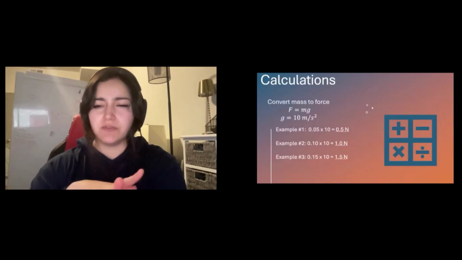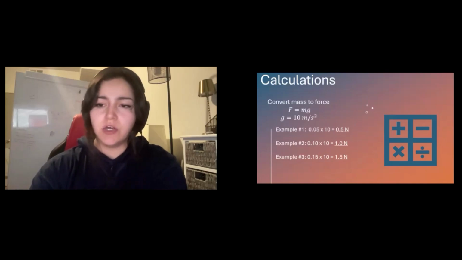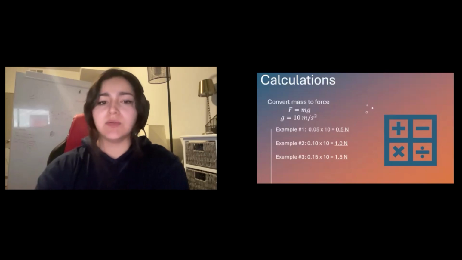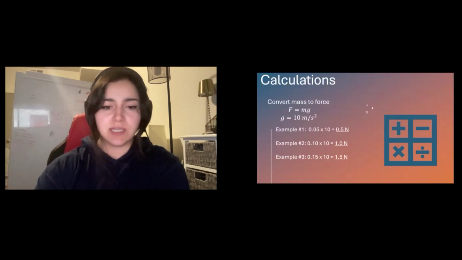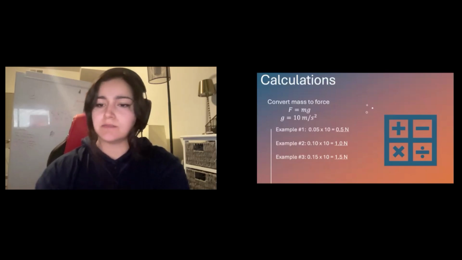Now I converted mass to force using F equals mg, where g equals 10 meters per second squared. So for example number one, I have 0.05 times 10, which equals 0.5 newtons. And then for example number two, I have 0.10 times 10, which equals 1 newton. And then 0.15 times 10 equals 1.5 newtons.